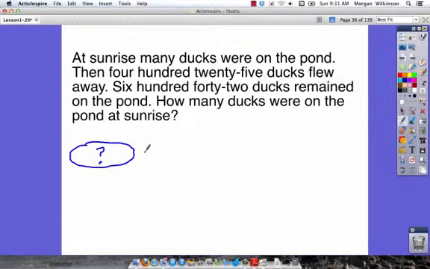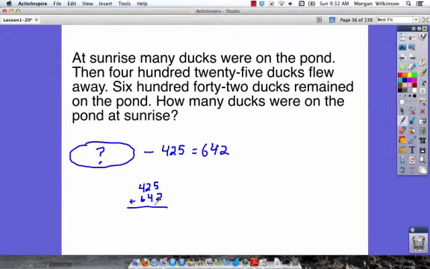So we're going to have to subtract 425 ducks from whatever was originally there. And then it tells us 642 ducks remained on the pond. So we've got a problem that looks like this. What do you think we're going to use? Addition or subtraction to solve? We've got to have some big number. We're taking 425 away from it to get to 642. If you said addition, you were right, because the number has to be bigger than both of these. So we're going to add 425 plus 642 to get our final answer.